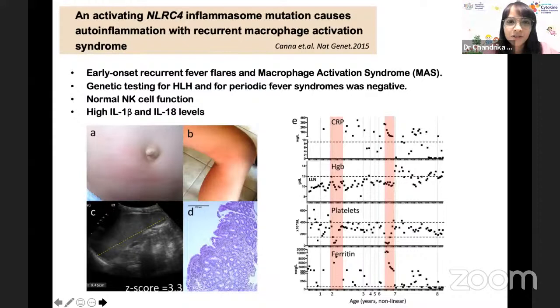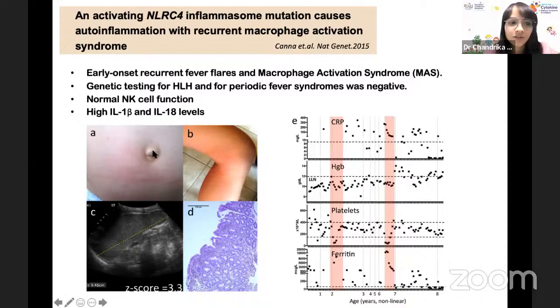And this paper has already been spoken about multiple times in the previous talks. But the reason why, again, this has got attention is that there is a genetic mutation that has been picked up, but this is not the same as primary HLH. Here, these children can present with early onset recurrent fevers and macrophage activation syndrome. They have normal NK cell function, which differentiates it from primary HLH. And they, in fact, have very high levels of circulating IL-18 and IL-1 beta.